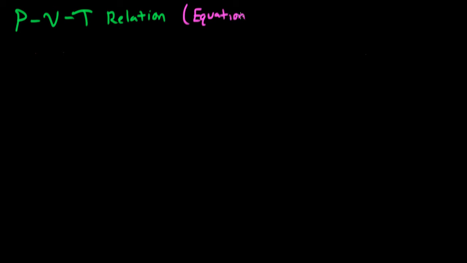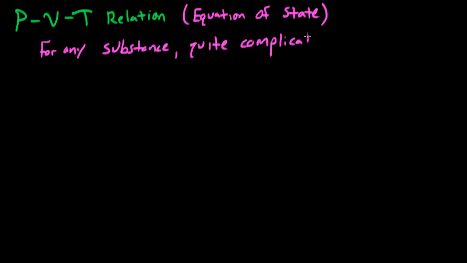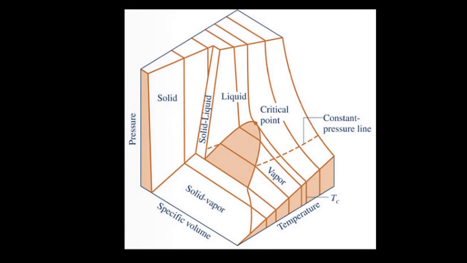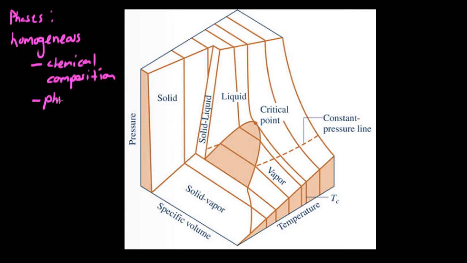Three intensive properties that tend to relate to each other a lot are pressure, specific volume, and temperature. We call the relation the equation of state. Turns out that for most substances, it's very complicated. Here we have a graph of the pressure, specific volume, and temperature for a substance. You can see that there's a lot going on. You've got regions where the material is in different phases. A phase is a substance that is homogeneous in chemical composition and physical structure. By physical structure, we mean solid, liquid, or gas.